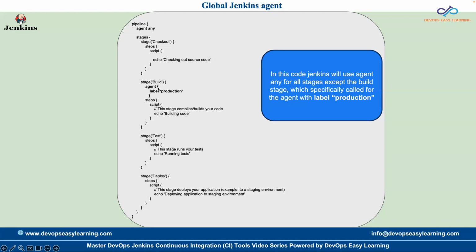So when Jenkins starts, it picks an agent to run this job. Then when Jenkins gets to this stage, it will call an agent with the label production. Then Jenkins will keep going and look for the next available agent that is free to pick up the next stage and keep going. So only on this stage, you condition it to run on a specific agent.